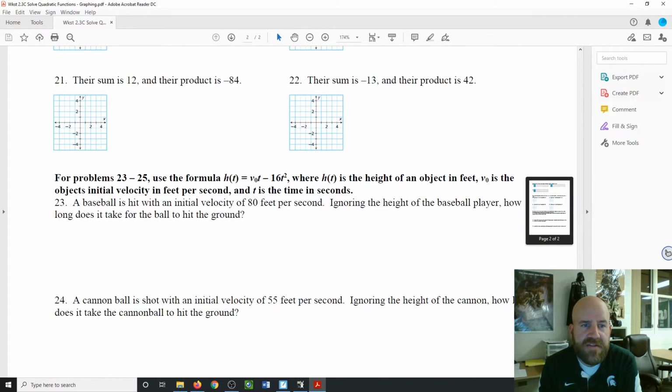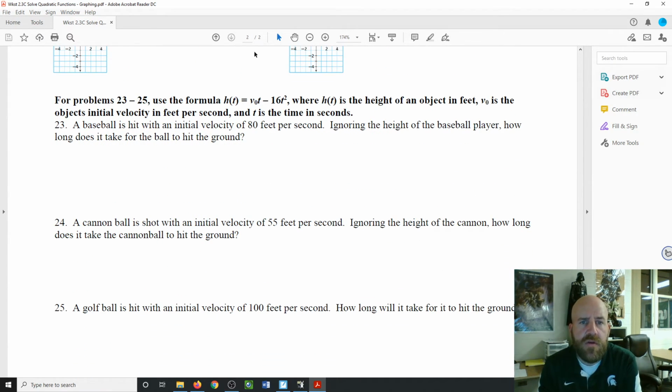The last thing I want to talk about is the last part of the story problems. We have a formula here. This formula right here: h of t equals v sub 0 times t minus 16t squared. What this v sub 0 is, is the initial velocity. Whenever we're given an initial velocity, we can use this equation. We talked about the other one when we had an initial height. That was h sub 0. So v sub 0 means initial velocity.